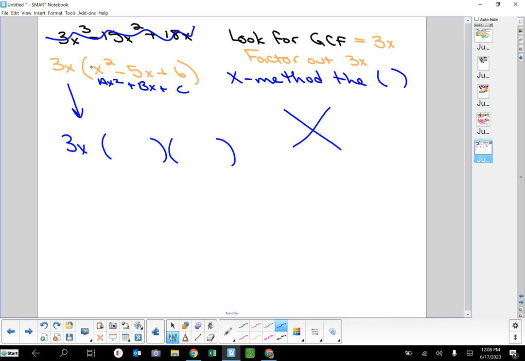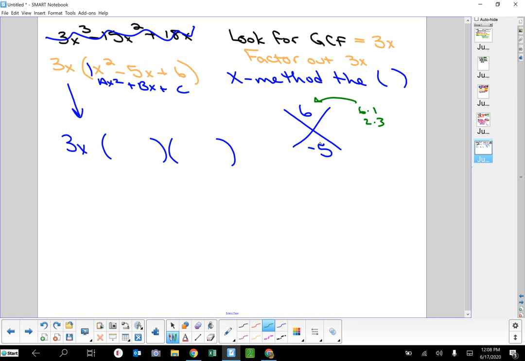A times c is going to be 1 times 6. So that's 6. B is negative 5. And then what's going to multiply to 6? So factors of 6 are 6 times 1 and 2 times 3, and that's it. Both of those will add to 5, so you need to be careful and creative.